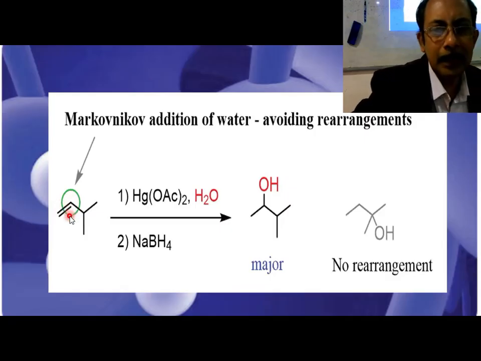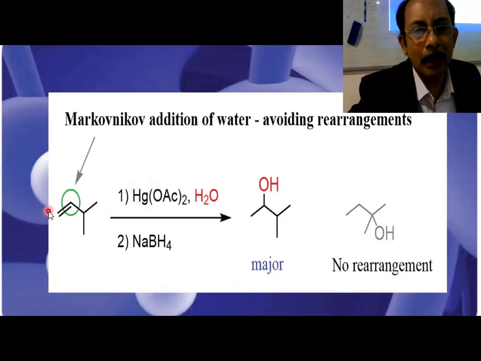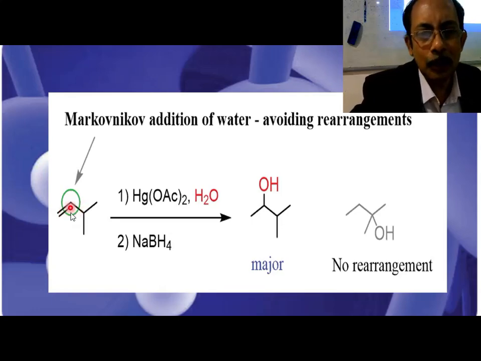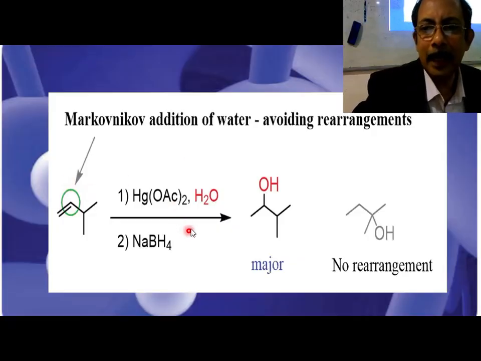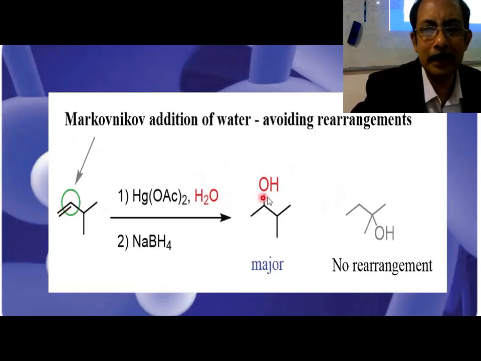Just think over how it is happening. This double bond is opening and attacking; mercury also has a vacant orbital. So at the vacant orbital of mercury, this double bond is getting attached. You are getting a Hg-carbon bond, and after that the water is opening this bond. That's why at the same position the OH is getting attached.